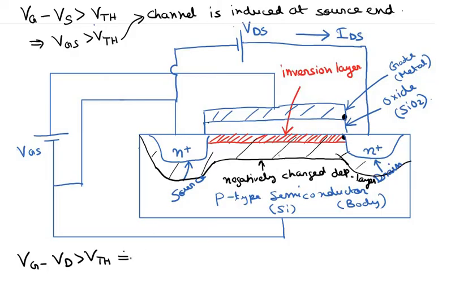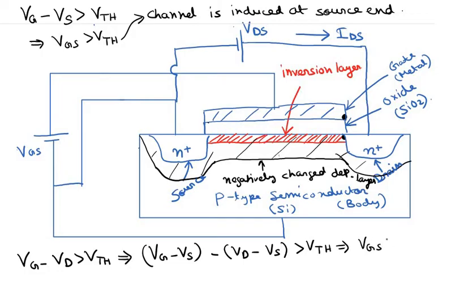So we can actually write this as VG minus VS minus VD minus VS is greater than VTH, which basically implies that VGS should be greater than VDS minus VTH. Okay, if this condition is not met, in that case there is no channel induced at the drain end here. Okay, so this channel would in that case simply look like this.